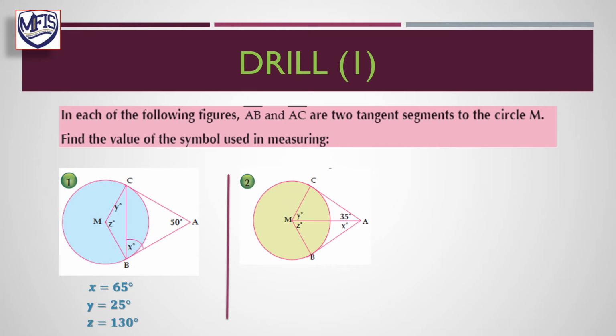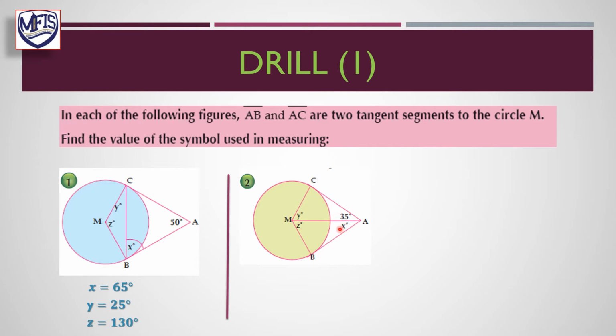Look at the figure of number 2, and I want to find the value of X, Y, and Z. Two tangents from point A outside the circle, therefore AB equals AC, and the straight line AM bisects angle CAB and also bisects angle CMB.